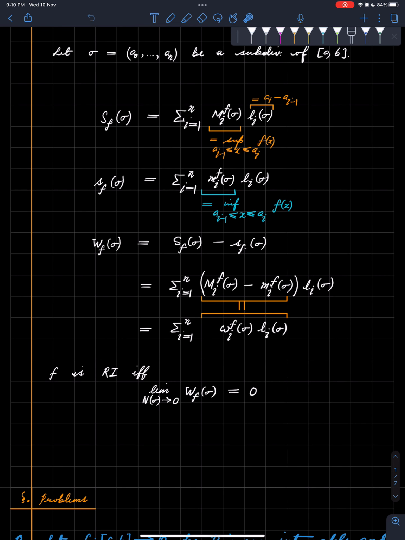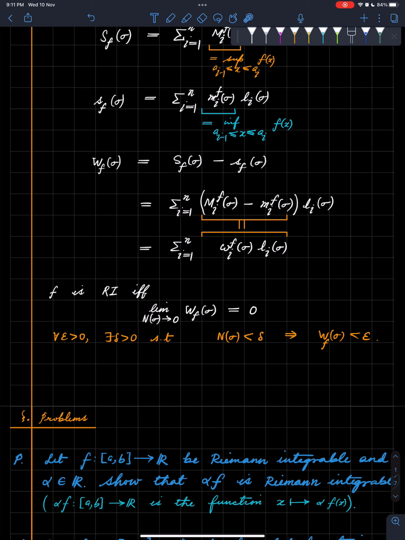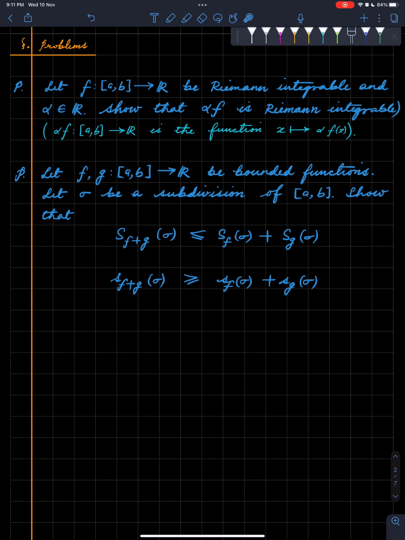And last time what we saw is that f is Riemann integrable if and only if this happens, which means that for all epsilon greater than 0, there is delta greater than 0, such that whenever the norm of a subdivision is less than delta, we have the oscillation corresponding to that subdivision is less than epsilon. So f is Riemann integrable if and only if this verbose thing happens, which we abbreviate by writing that. Alright, so these are the two problems for today, and we'll be using both of them. These are very simple problems we'll be using in today's material.